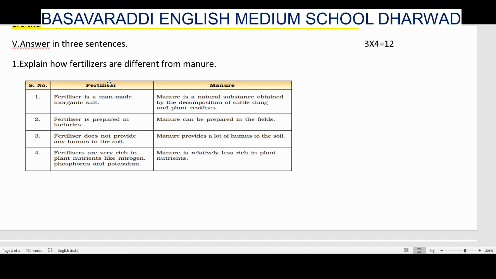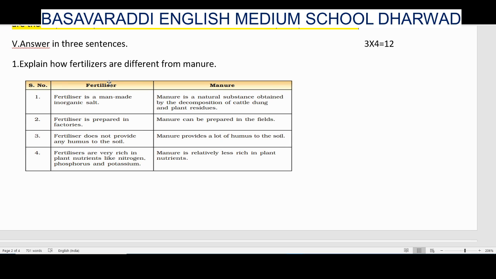Yes, it is natural. These fertilizers you do have to prepare in the factories, but manure does not require any kind of specific factories as such. They just grow, and are prepared in the fields itself. Fertilizers do not provide any kind of humus to the soil. The humus which is required by the soil very much is not provided by these fertilizers. But manures are the ones which provide a lot of humus to the soil.